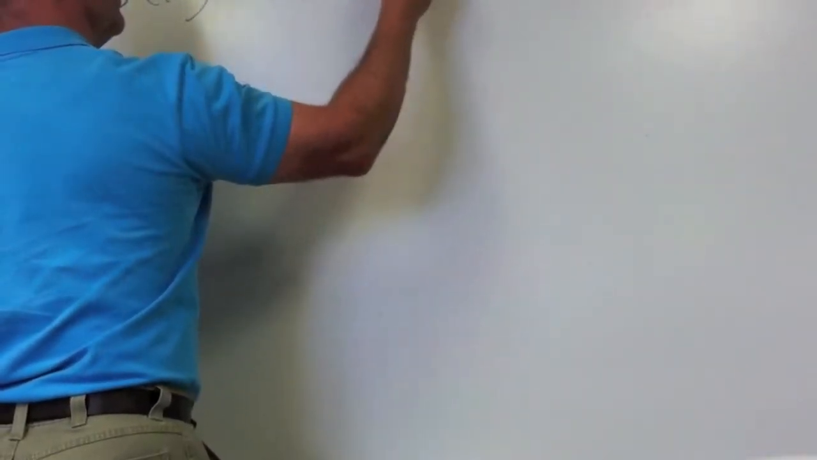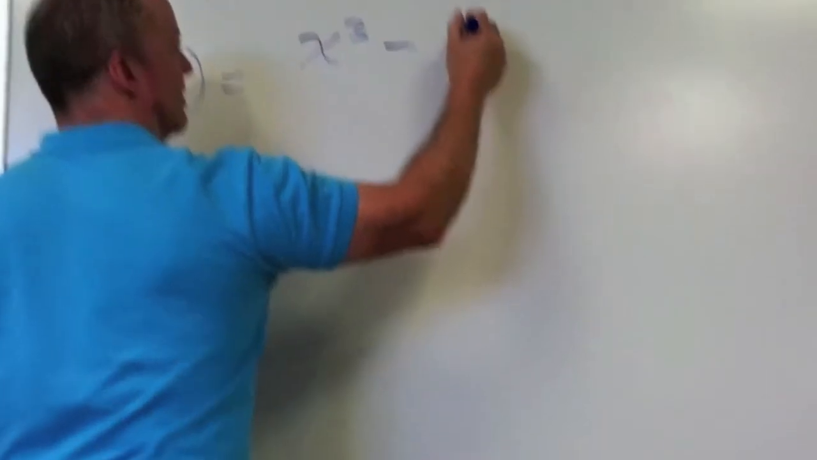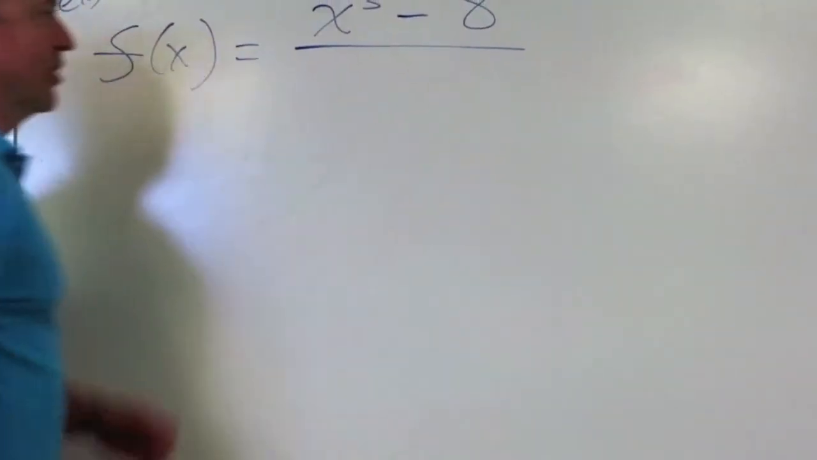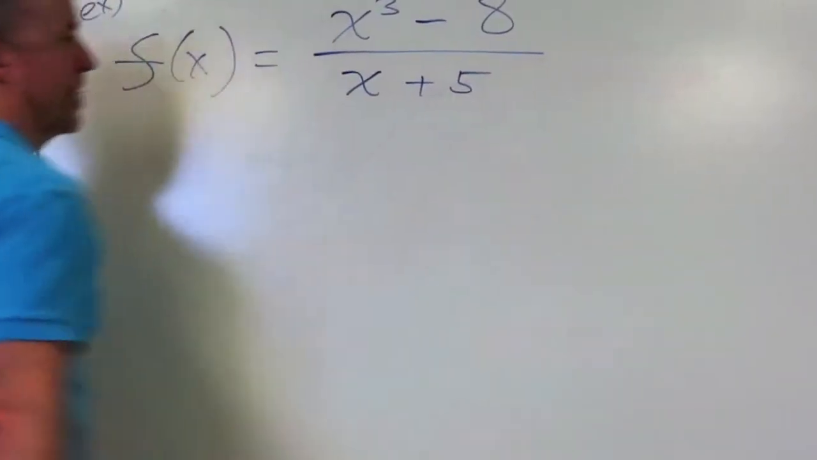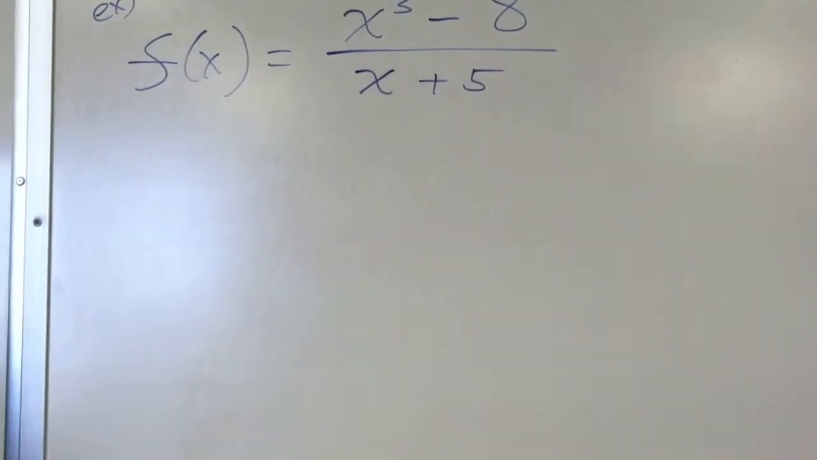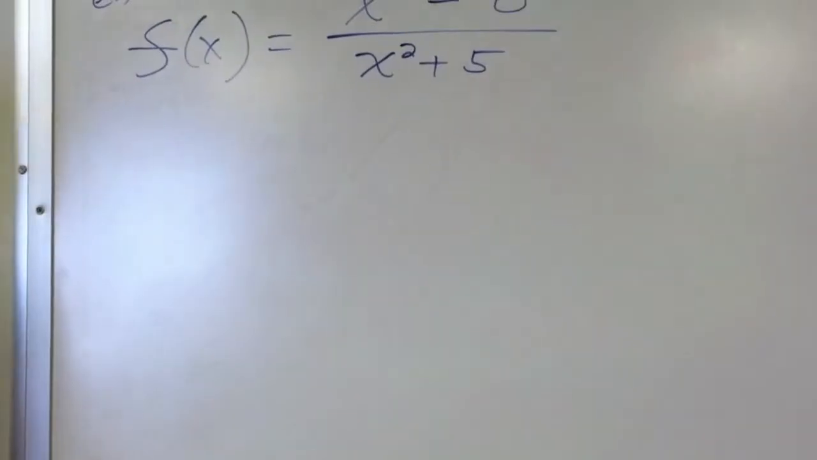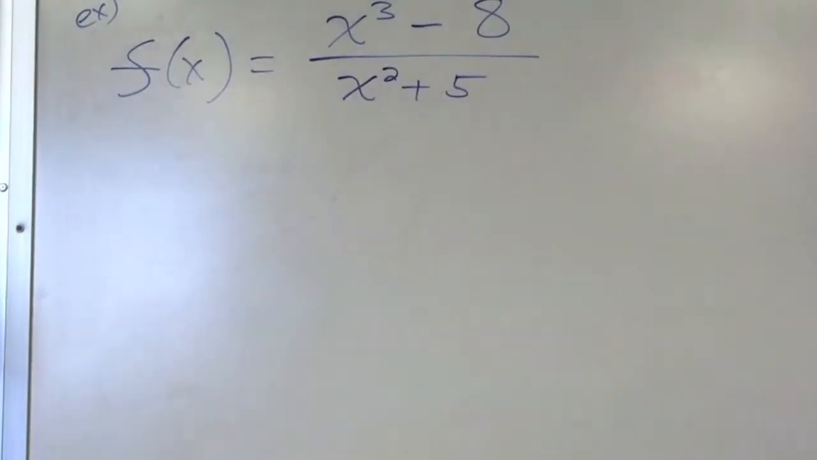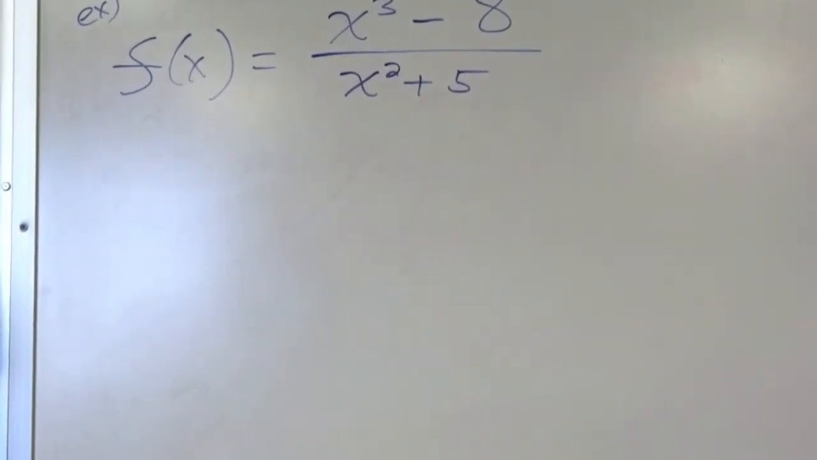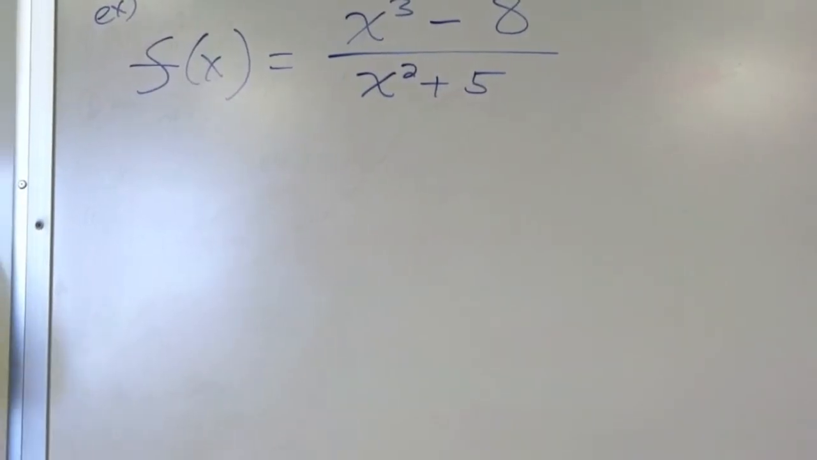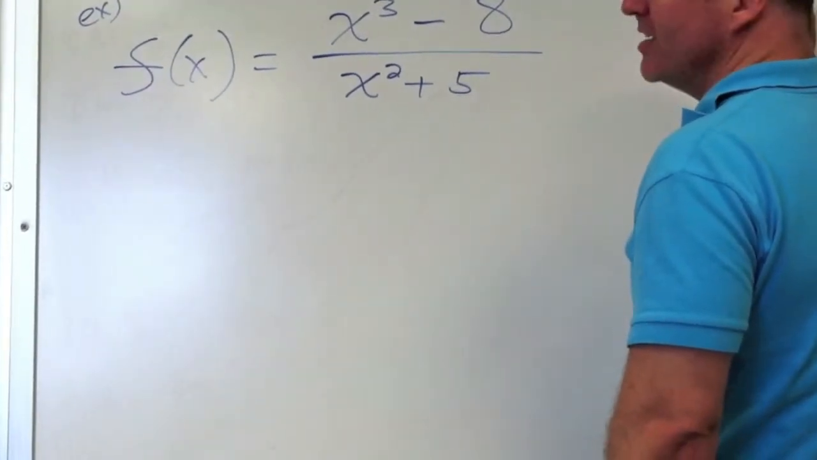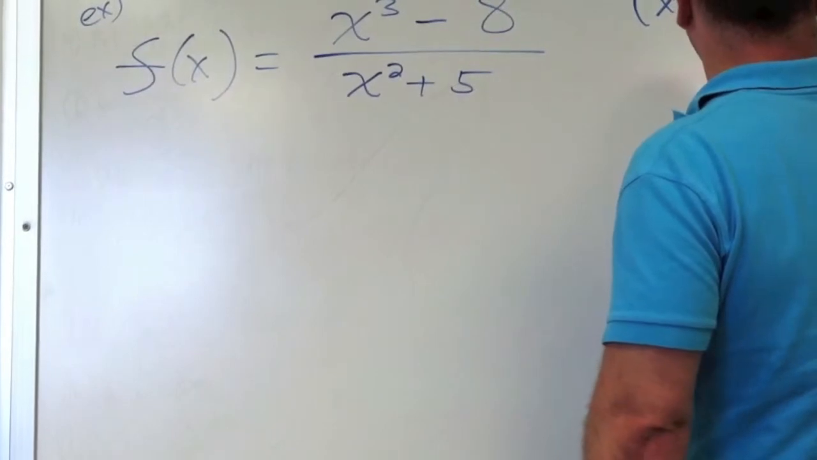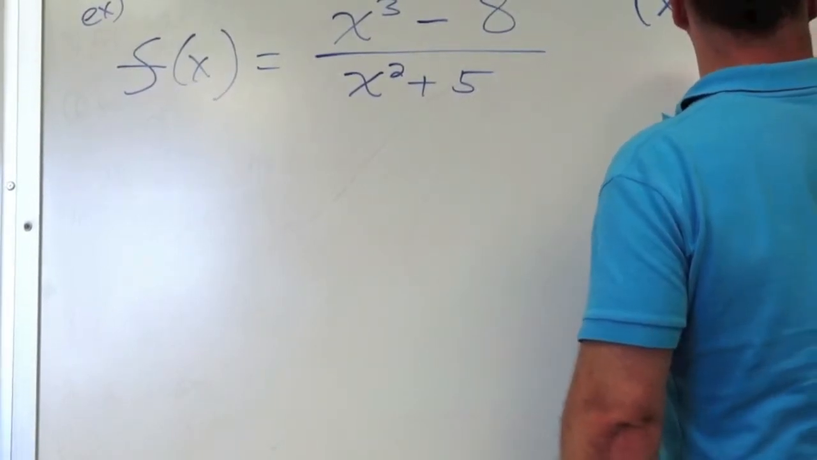F of x equals x cubed minus 8 over, I'm going to make sure this doesn't factor, x squared plus 5. The factoring pattern on the top, to remind you, is this will break down to x minus 2 times x squared plus 2x plus 4.